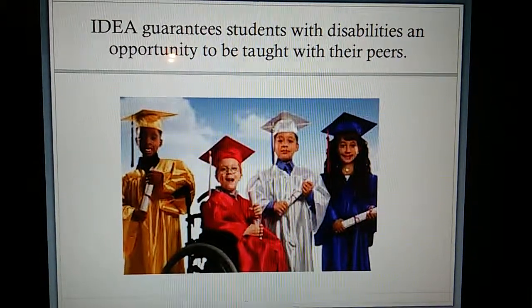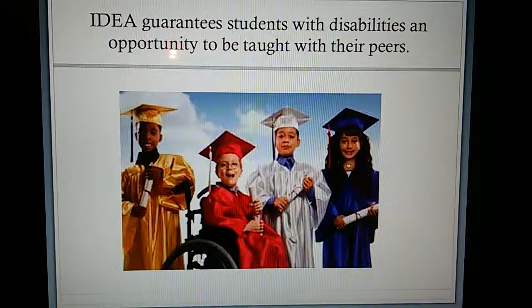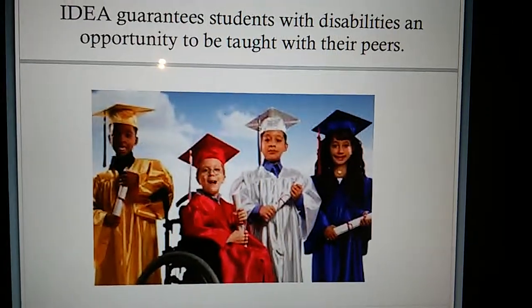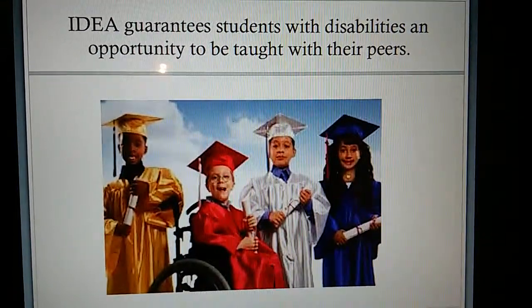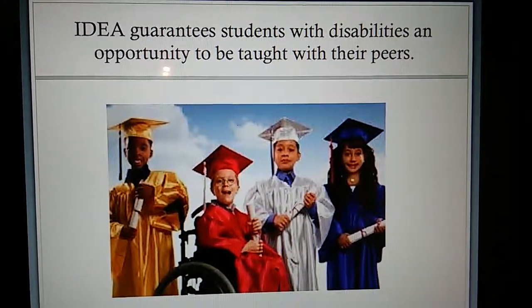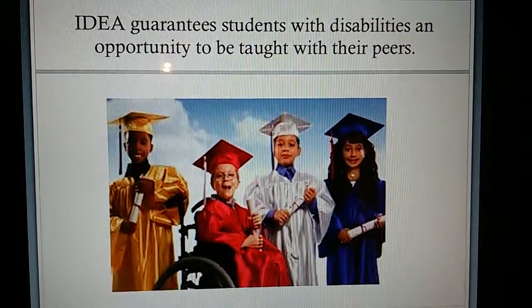IDEA also ensures that students with special needs be educated in the least restrictive environment possible. Least restrictive environment means children with disabilities must be taught alongside their non-disabled peers. The least restrictive environment for each student is determined by individual need and is based on the student's IEP.